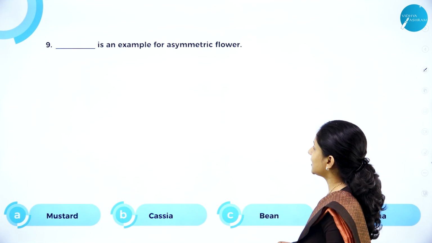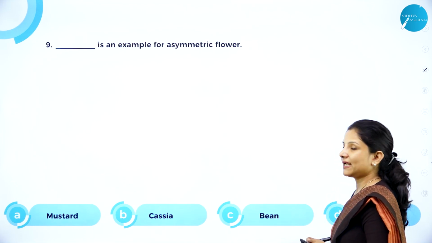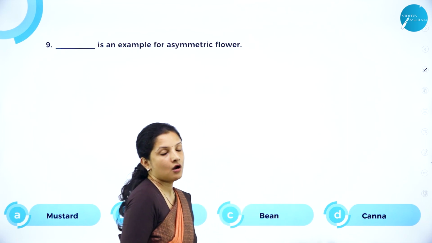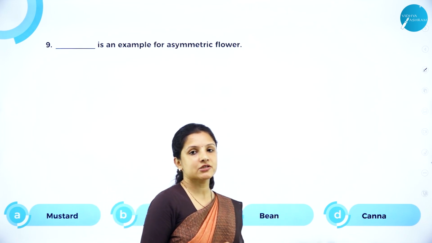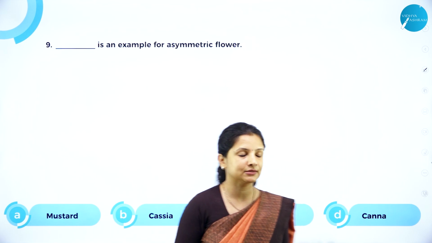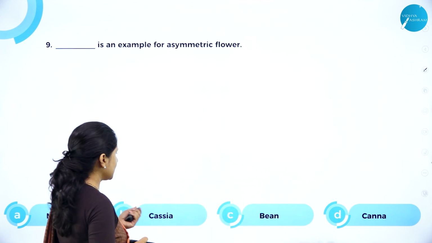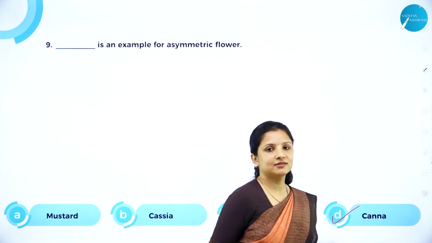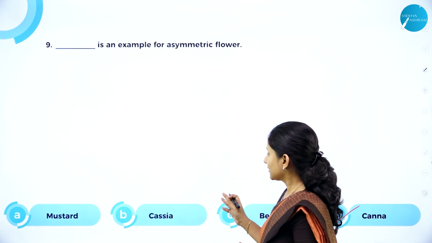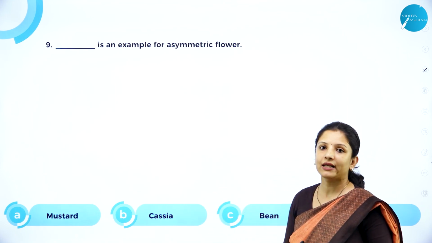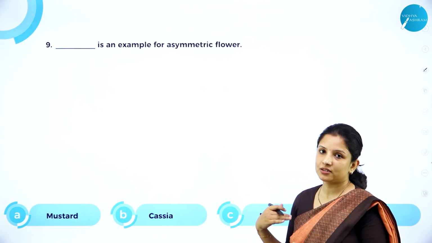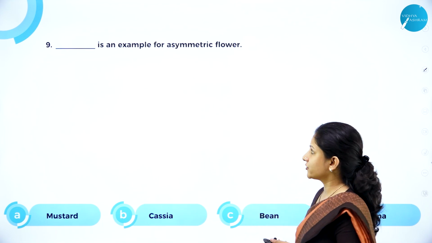Next, dash is an example for asymmetric flower. Asymmetric flower, the flower which has irregular symmetry. Or they can ask the question as dash is an example for irregular symmetry. Is it mustard, cassia, bean or canna? It is canna. So, bean exhibits bilateral symmetry. Cassia and mustard, they show radial symmetry. So, the right answer here is canna. Canna because it doesn't have a regular symmetry.